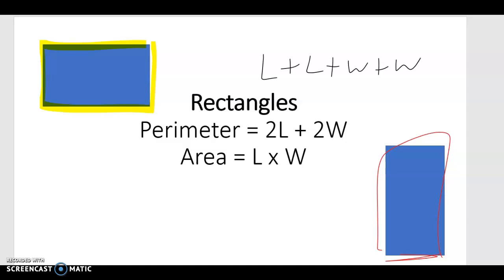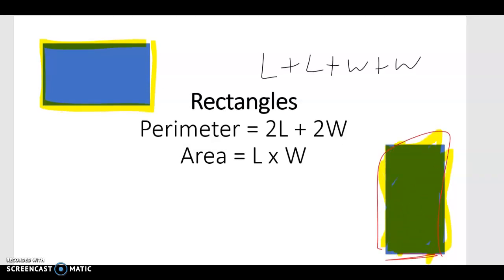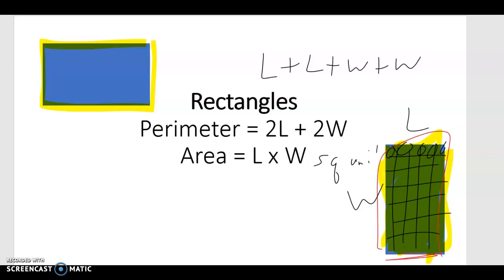Now the area, on the other hand, is everything that makes up the inside. So we're looking at the surface space. Think about carpeting your living room. You would want the area. How much surface are you covering with that carpet? The area is found by taking the length times the width, because if we put these into little squares, multiplying length times width will tell you how many squares you need. So area is in square units, where perimeter is measured in just units.